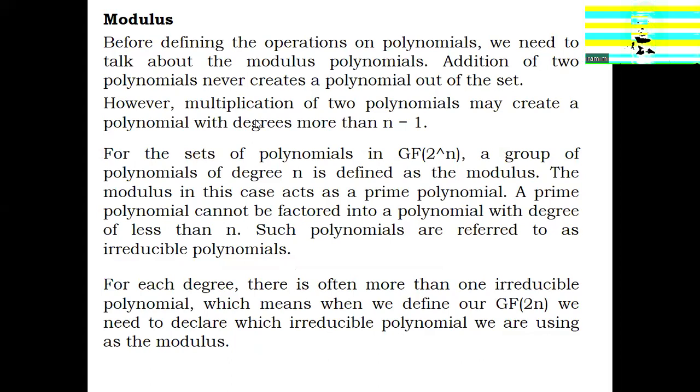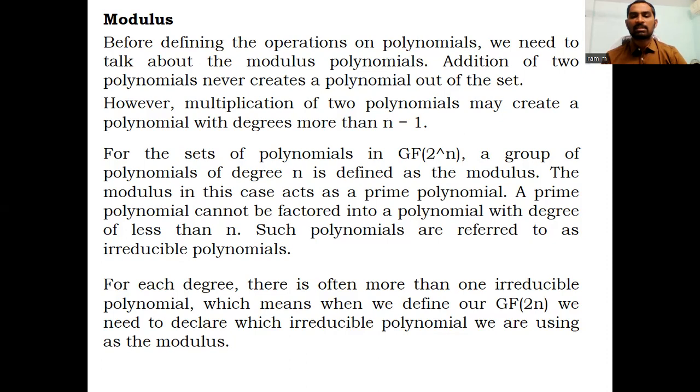So we need to know about modulus. You already studied the modulus operation; we all know about modulus. So before defining the operations on polynomials, we need to talk about the modulus polynomials. Addition of polynomials never creates a polynomial out of the set, so there is no problem. That is, if you add two polynomials, the result will again belong to the same set. But when you apply a multiplication operation between two polynomials, the output will be out of the polynomial range. Then to bring it back into the range, we apply the modulus operation with respect to a polynomial.